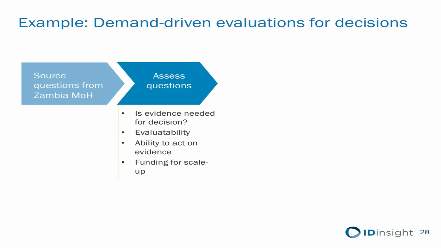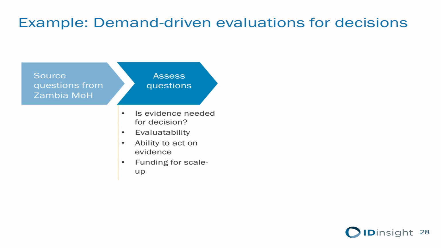And say, what are all the open questions that you have that you would need evidence on to improve your programs? And then we took all those questions and with them assessed them on 4 criteria. 1, is evidence actually needed for this decision? So is this just a political decision where evidence won't be useful? Or is this an area where there's already a lot of evidence and you can probably just implement it with some good monitoring data? Second, is it evaluatable? So is this something that we can do a rigorous quasi-experimental or experimental evaluation on?